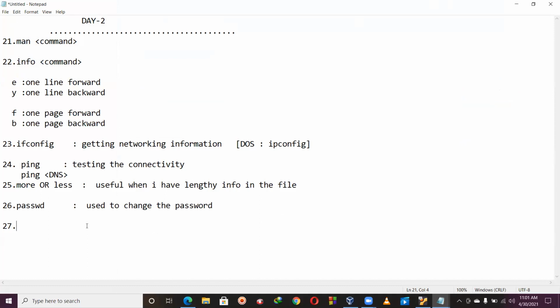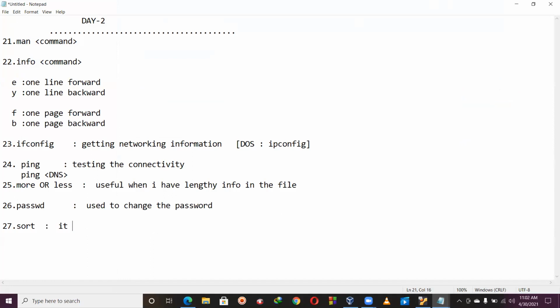Let me continue the class. So 27, previously did I discuss the sort command? Yes or no? No, sir. Okay, no problem.